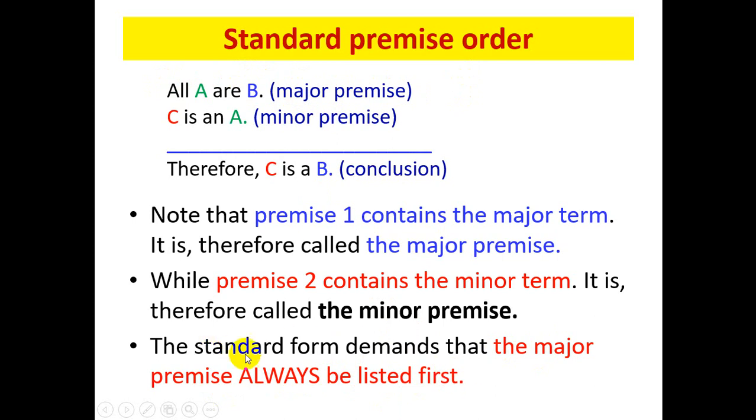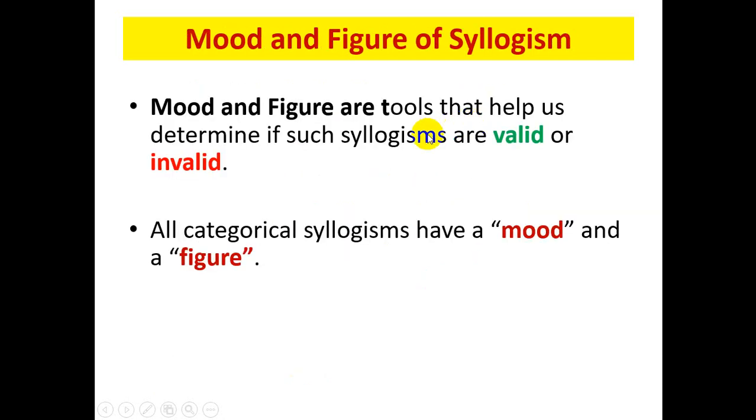Again, the standard form demands that the major premise always be listed first. So this one appears first. Why? Because this is a major premise. Why is it the major premise? Because it contains the major term. What is the major term? It is the term which appears as the predicate of the conclusion. I think this is easy, and this is for the sake of organization of arguments when argumentation.